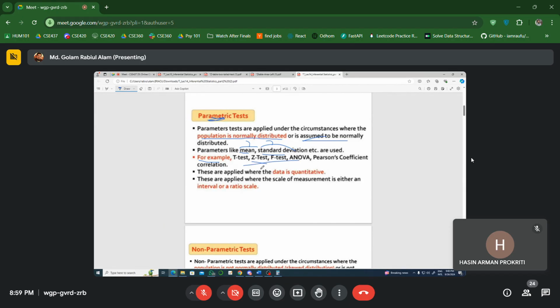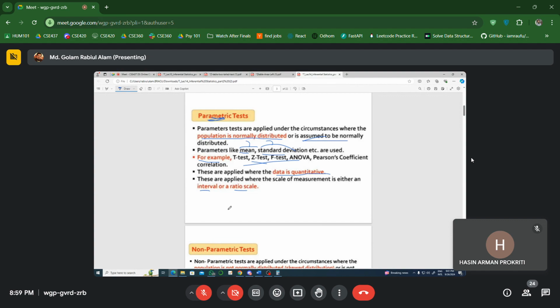These parametric tests are applied where the data is quantitative. That means you have quantitative data, and that's why you can calculate the mean and standard deviation. So you have numbers, not qualitative measurements like excellent or good. You have quantitative values. These are applied when the scale of measurement is either interval or ratio scale, meaning you have interval or ratio values in your data.